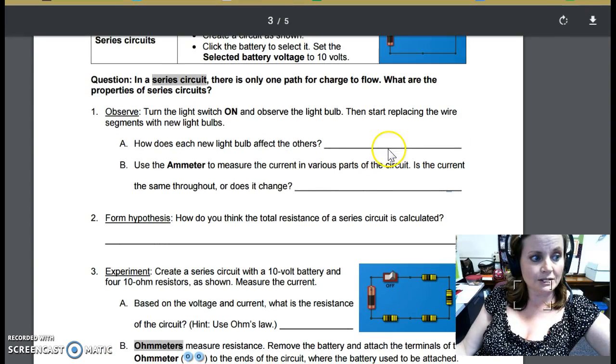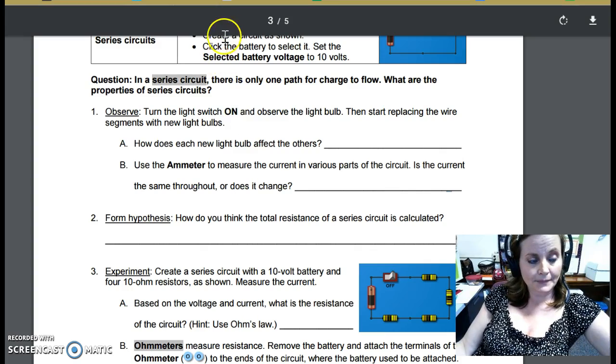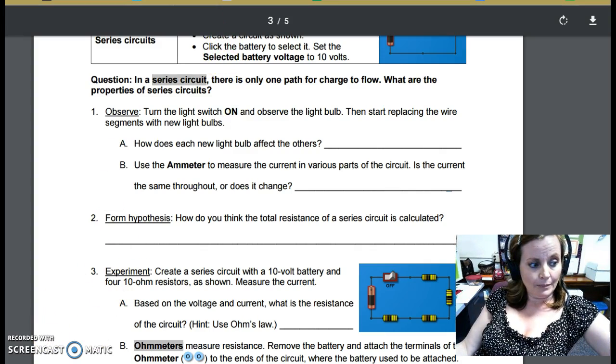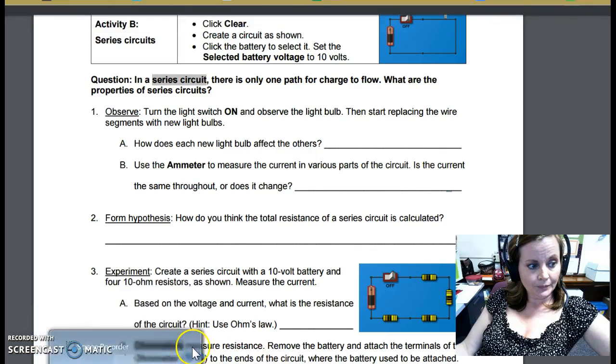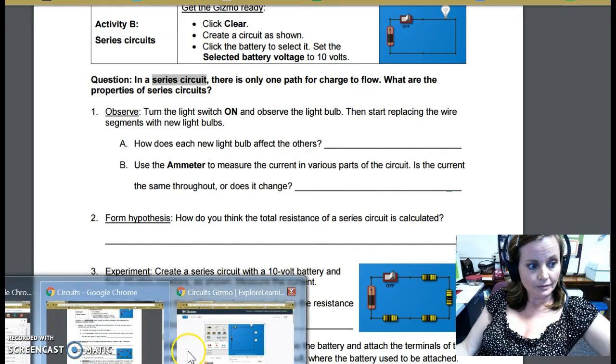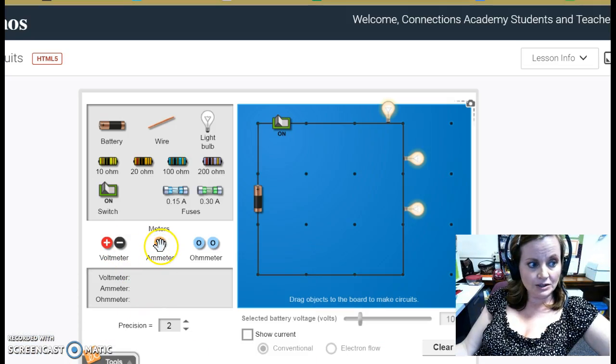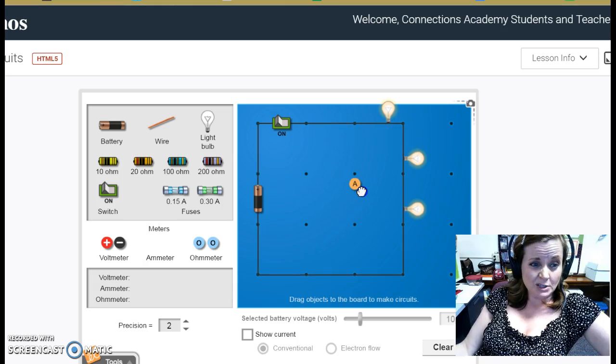The second thing says use the ammeter to measure current in various parts of the circuit. When you're using the ammeter, this one's pretty easy. You just have to plunk it in a spot and it'll measure the amperage right here, 0.22. Okay? You don't have to do anything else but just plunk it around and write down what the amperage is in different areas. That one's an easy one to do.